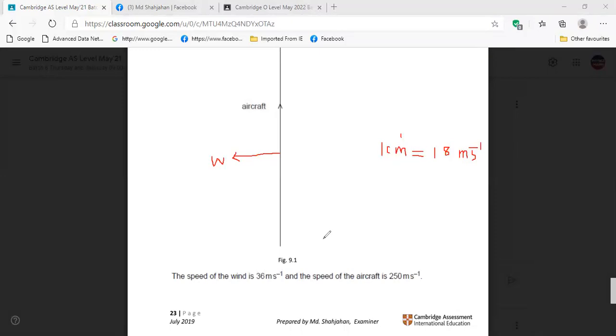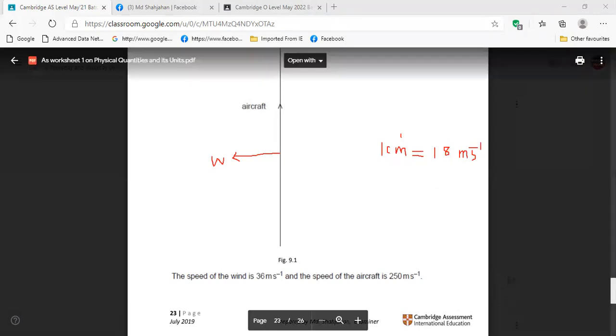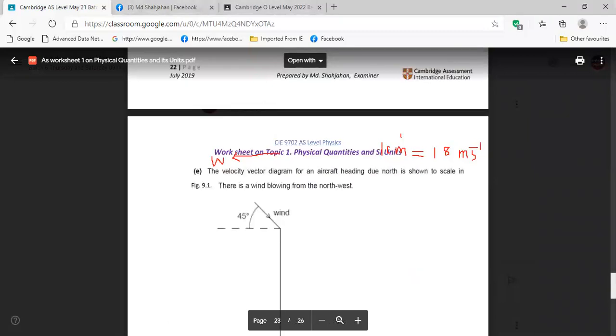While you do the scale diagram, the angle should be clear to you. How much will be the angle? From here we understand how much the angle will be, like before. Look, how will be the angle between wind and this? This is wind, right?